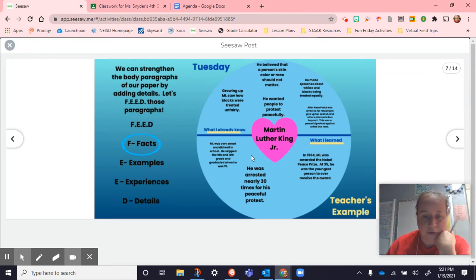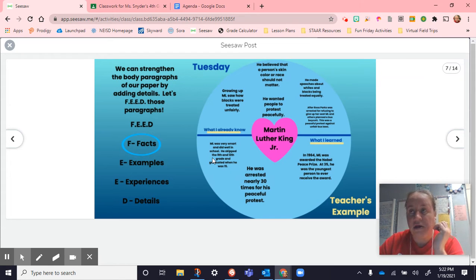So for example, I knew Martin Luther King was super, super smart, but I didn't know he was able to skip ninth and twelfth grade and graduate when he was 15. So I added that information. In my paper, I'm not going to say, he was smart. I'm going to give that example, that fact. He's so smart that he was able to skip two grades and graduate several years earlier than most of his peers.